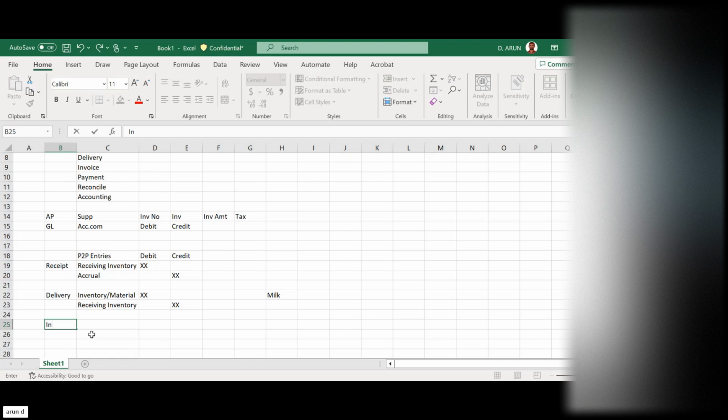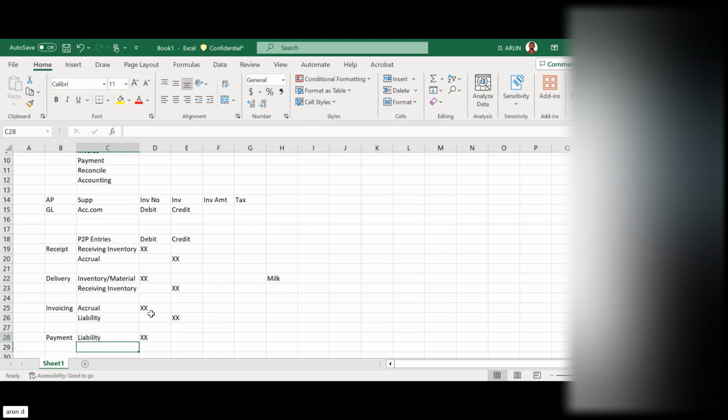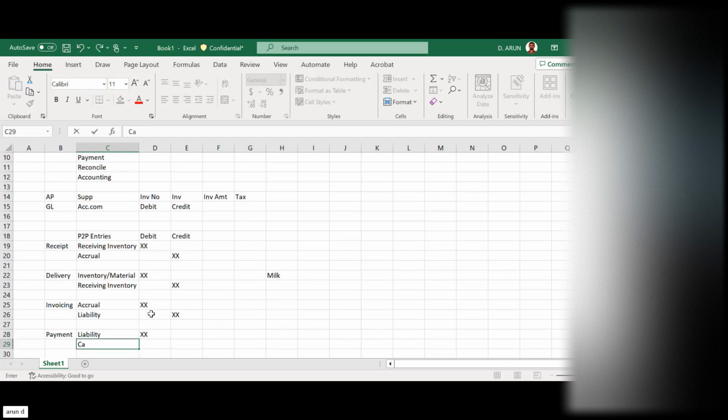Once this is done, we will do the invoice. For the invoice, as I said, once you create it, the accrual will be knocked off. Accrual will be my debit item, and then the liability will be opened. Liability will be on the credit side. Once this is done, I will have to make the payment. When I'm making the payment, the liability account will be knocked off, and then the cash clearing.